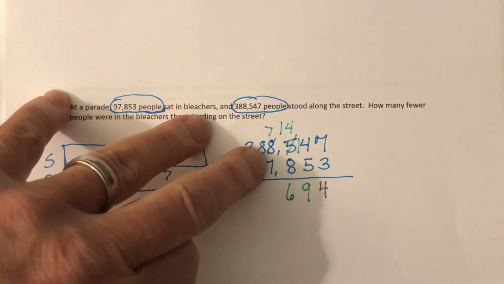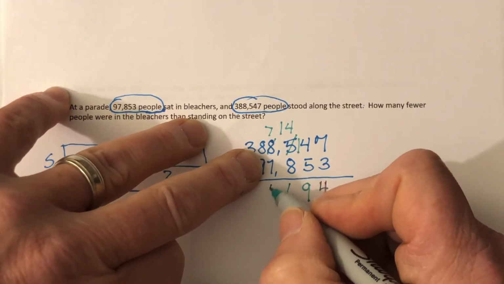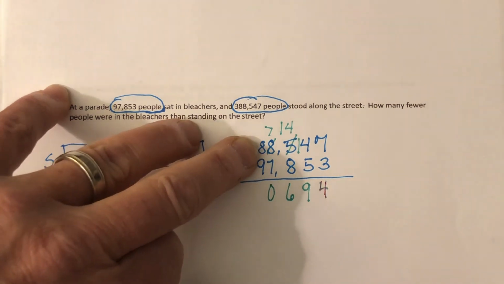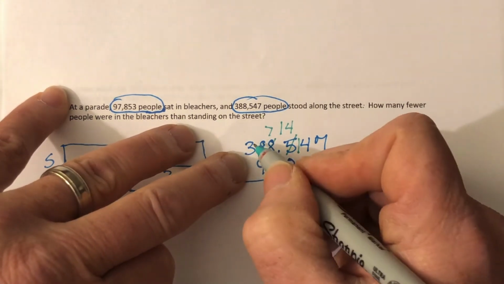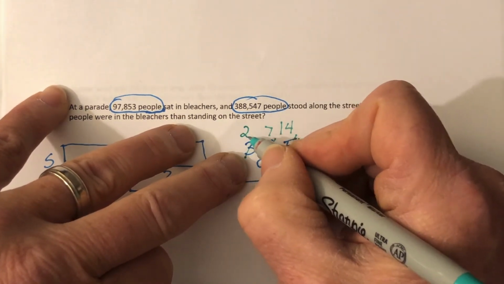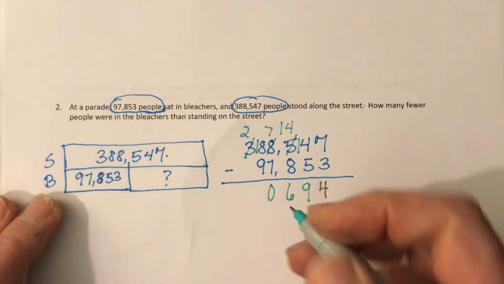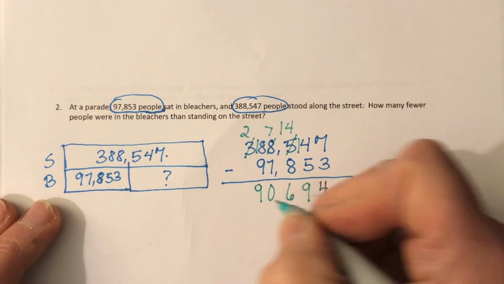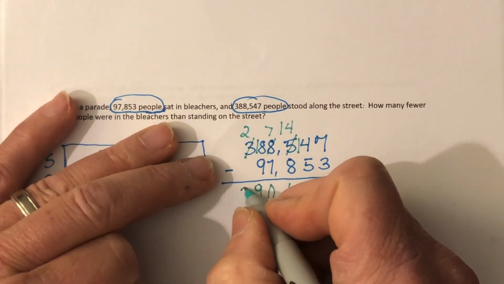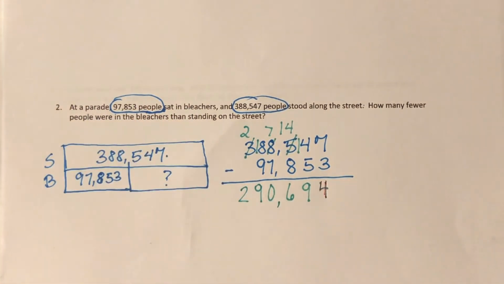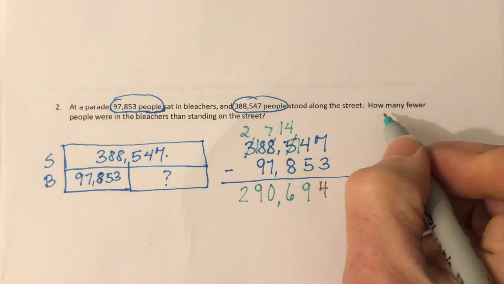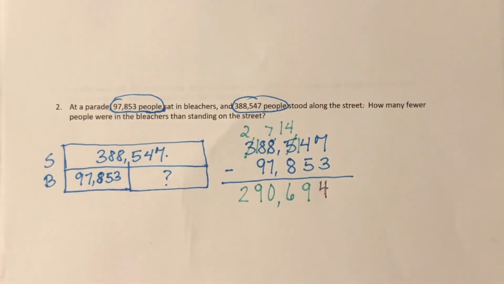Then I have 7 minus 7. Awesome. I like that kind of math. That's 0. 8 minus 9. I can't do it. Cross out the 3. Leave a 2. Make this an 18. 18 minus 9. I know that. I know my doubles. That's 9. Then 2 minus nothing is 2. So I end up here with 290,694 people. So I have to use my question and I have to write my answer out.